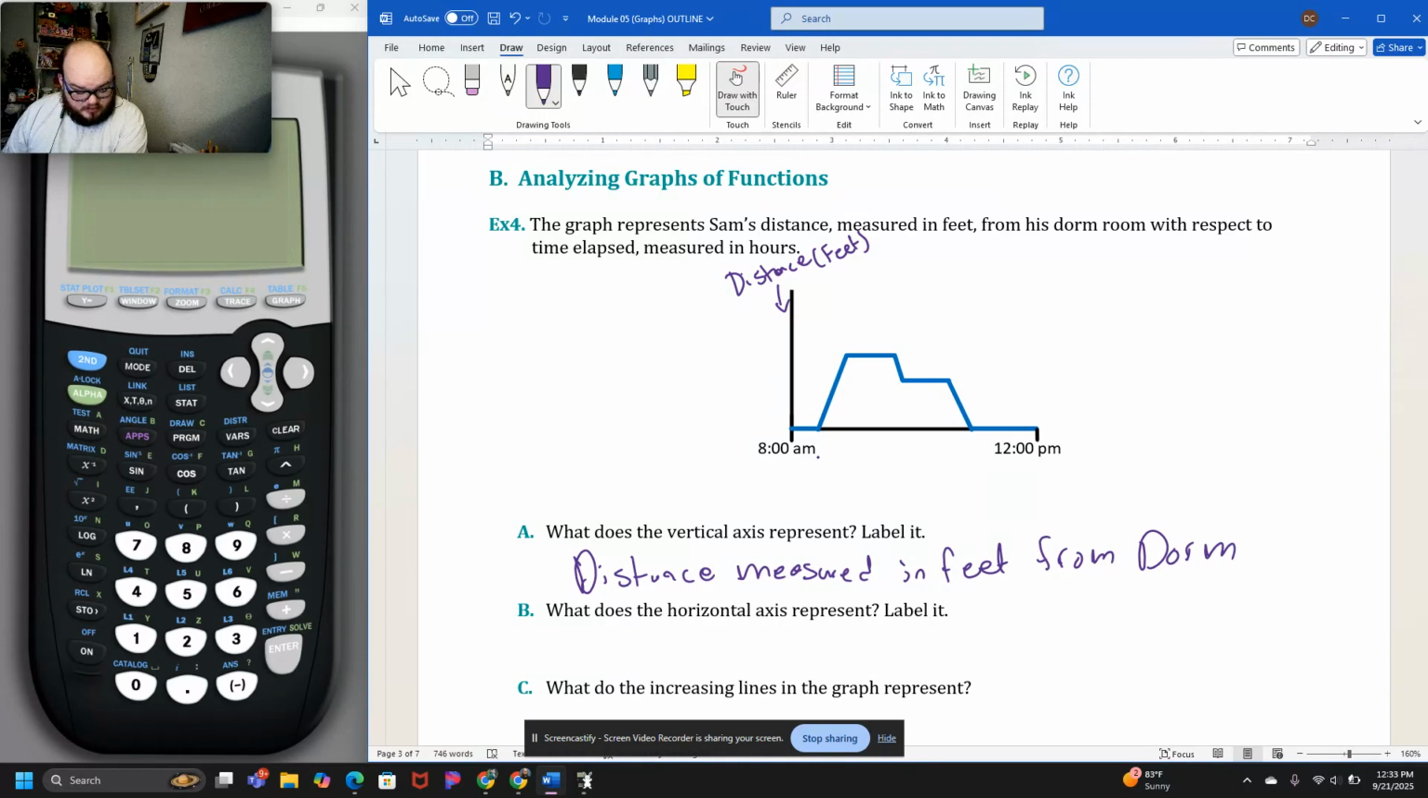So let's think about, well, what does the horizontal axis represent? Time. And that time is measured in what? The time from 8 a.m. to 12 p.m., if we want to be very technical.